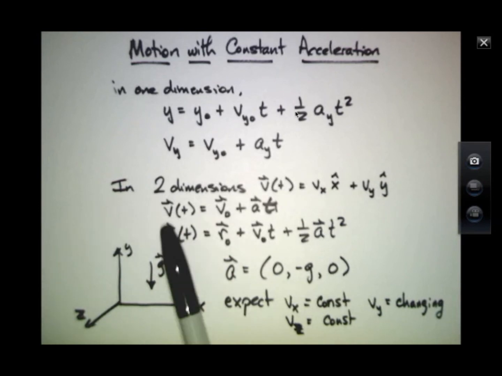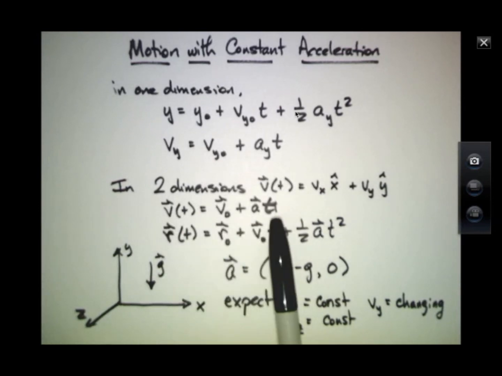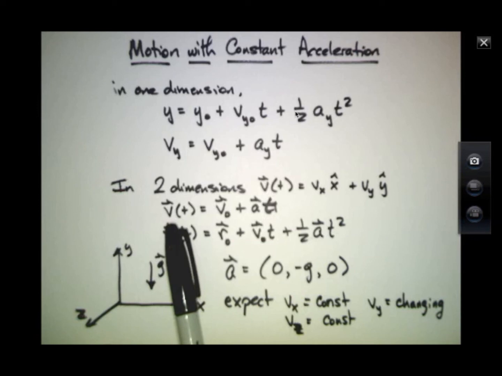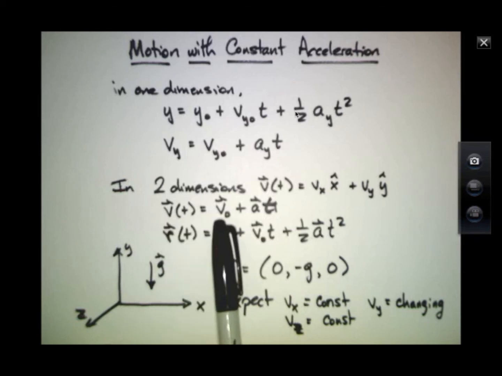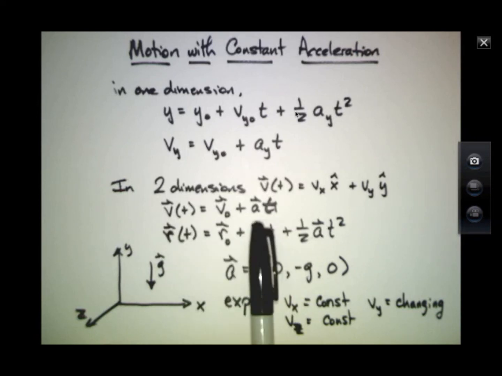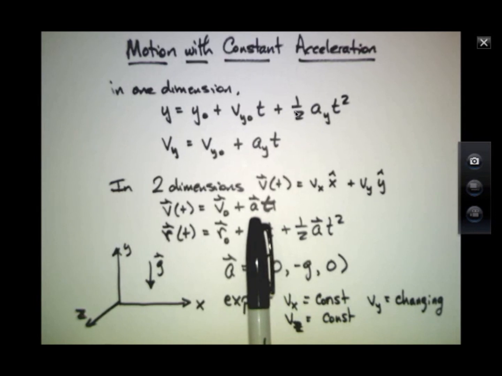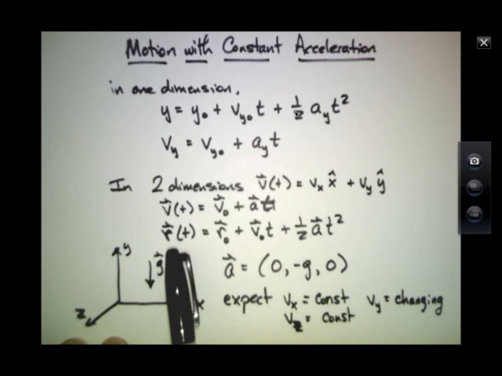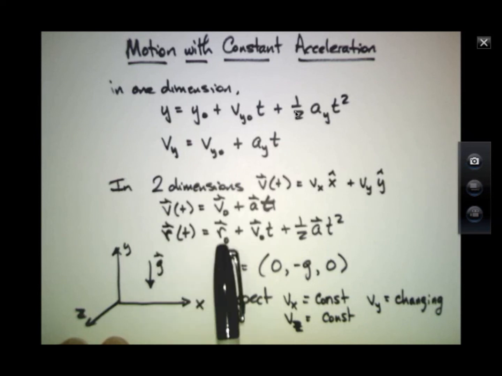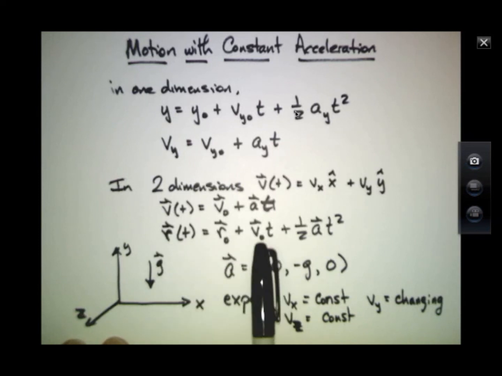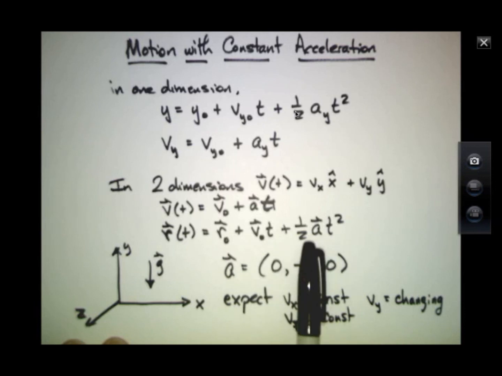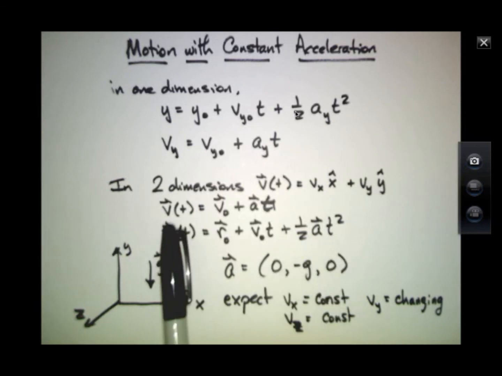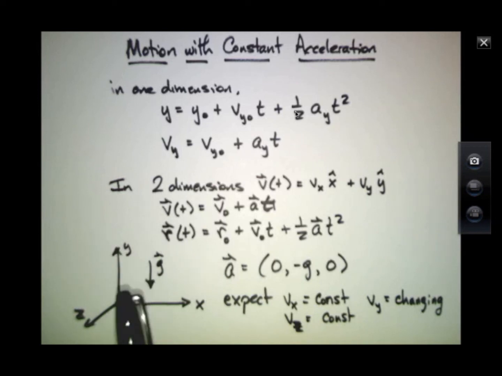That these equations separate out as vectors, that there's an x component of velocity that depends on the initial x velocity plus the acceleration in the x direction times time, and the position r of t has an x component that depends on the initial x and the initial velocity in the x direction times t plus the acceleration in the x direction times t squared, and so on. And this whole thing repeats for the y direction.